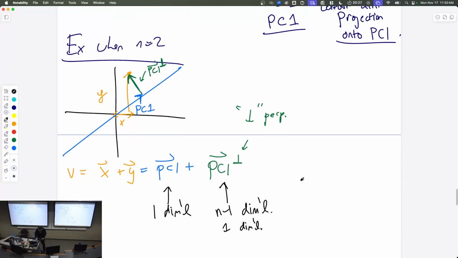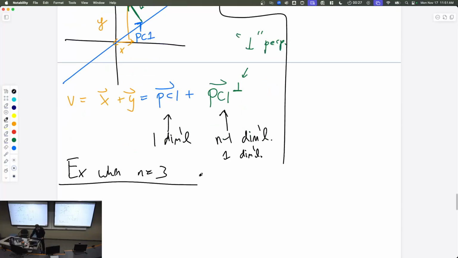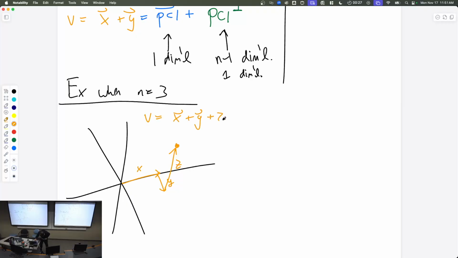Let's do the same kind of picture in 3 dimensions and see what that would look like. In 3 dimensions, I guess I have to do it down here. Example when n equals 3. So now you have to imagine, and the drawing is going to be much worse than it was before. Here is the 3-dimensional space. Here is a point in 3-dimensional space. The point has an x, it has a y, and it has a z component, right? And so any vector v can be written as its x component plus its y component plus its z component.